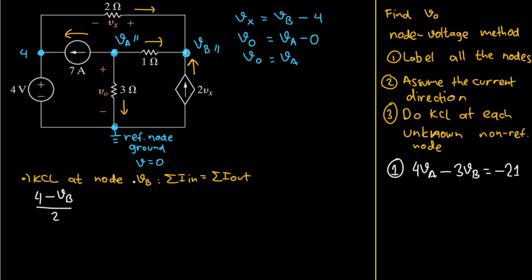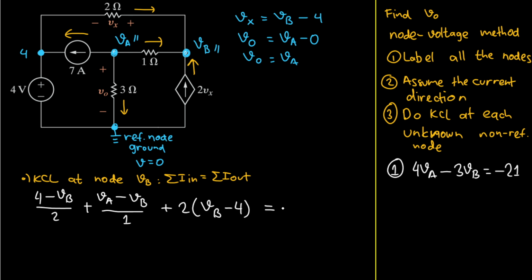And here we play the same game, so I will have plus VA minus VB, because the current comes from VA and goes to VB, divided by the resistance between them. So I'll have 1. And then we have another current that goes in here, which is 2Vx. However, Vx is VB minus 4. So let's rewrite that: 2 times (VB minus 4). And I think that's good, because that is all the current that goes in.